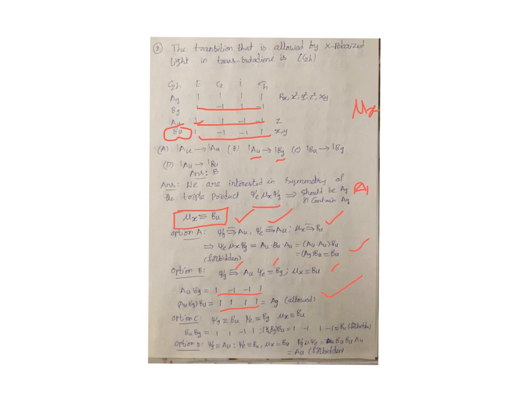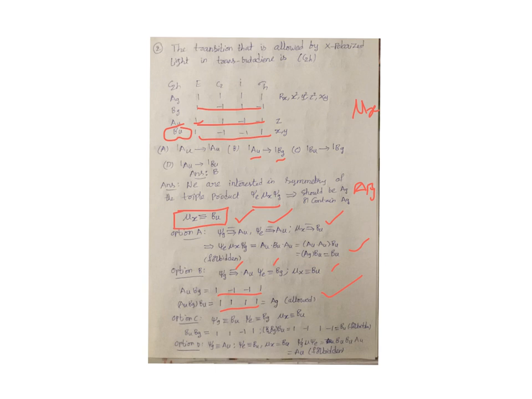So A1G is nothing but AG. So we got A1G for this transition. So the option B is allowed transition. So the answer is option B. Anyway, we'll check option C and D and see whether they are allowed or forbidden.